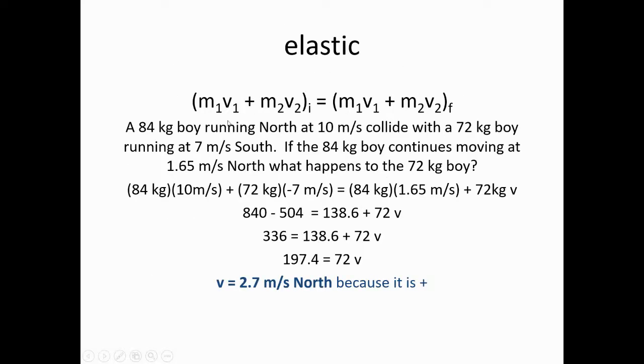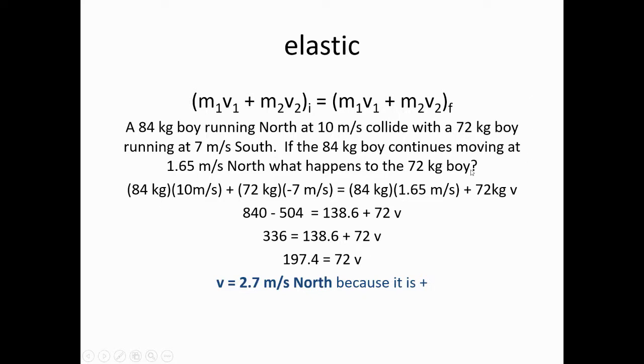So here's an example of an elastic collision. This is what I call the elastic formula: m1v1 plus m2v2 initial. So this is the momentum of one boy plus the momentum of another boy before they collide, equals the momentum of the one boy plus the momentum of the other boy after they collide. Now, in elastic, remember, they're staying separate, so they're bouncing off each other. They're not tackling each other.